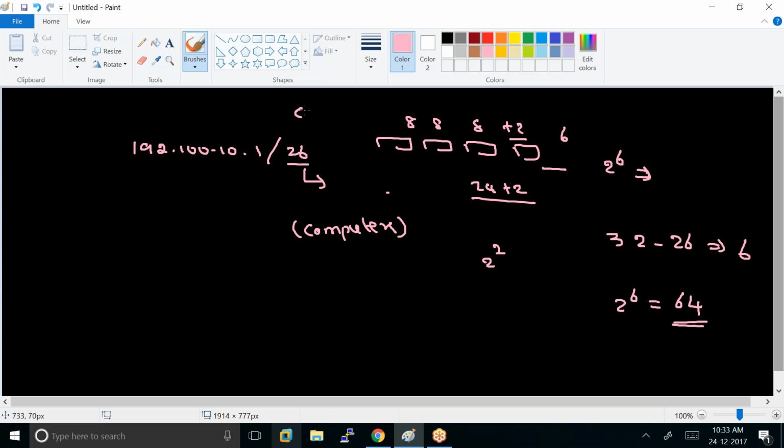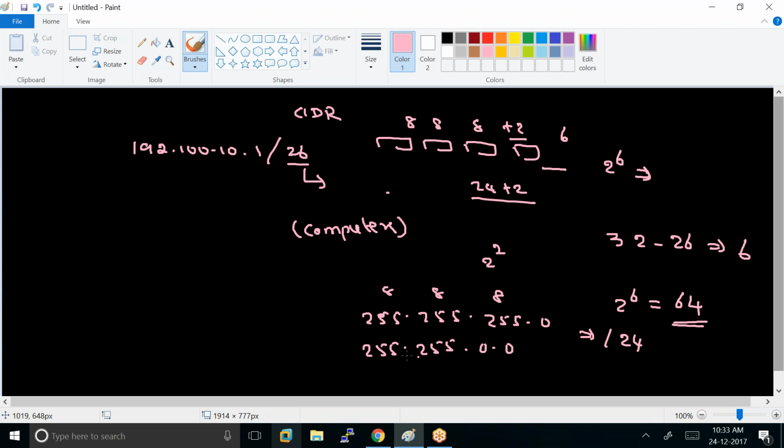This is called CIDR format, classless inter-domain routing. Instead of representing it in the form of 255.255.255.0, it means 8 bit, 8 bit, 8 bit, 24. It can be represented as slash 24. If it is 255.255.0.0, it means 8 bit and 8 bit, it can be represented as slash 16. Okay, slash 16. This is the way, based upon the number of bits, we can represent in CIDR.